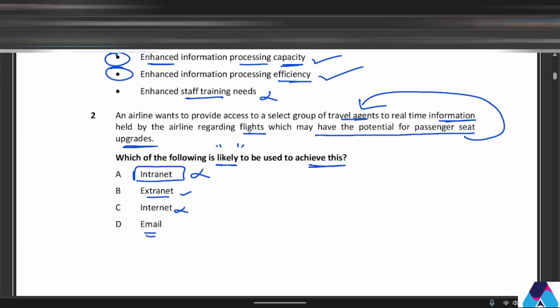But the problem is that they're saying it should have what? It should have the real time information, right? For example, whatever information the company has in real time should go to the travel agent. So they want the real time information to be communicated to the travel agent. Email is not the best option for that, right? So therefore our answer is going to be extranet. Extranet is the answer to question number 2.